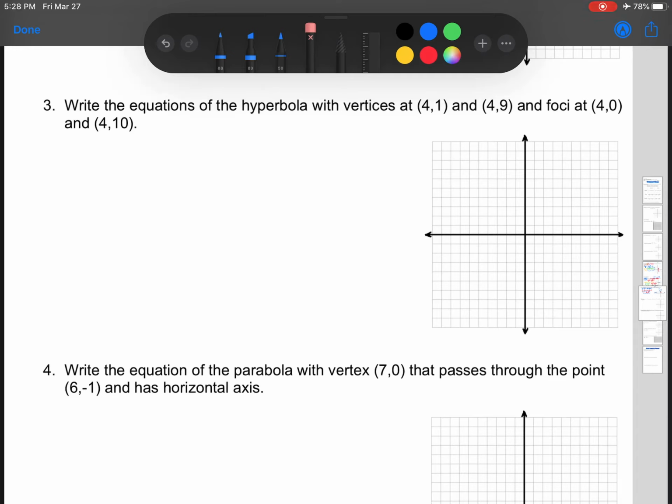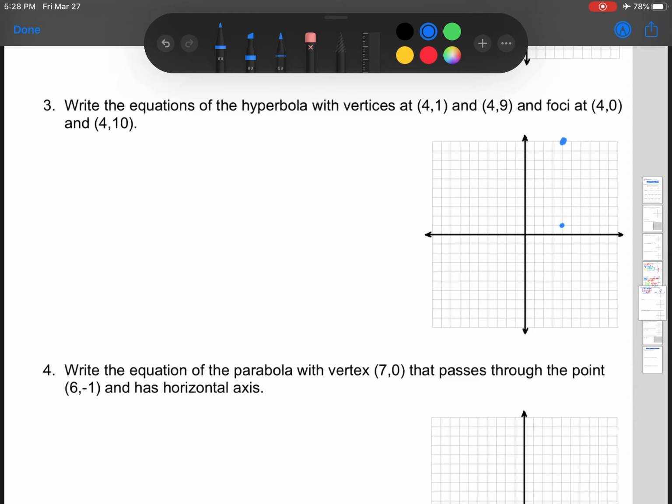So where is (4, 1)? 1, 2, 3, 4, 1. That is my point. 1, 2, 3, 4, 1. That's my point (4, 1). And (4, 9): you're on the 4 and you have to go 9 above. 1, 2, 3, 4, 6, 7, 8, 9. So those are your vertices.